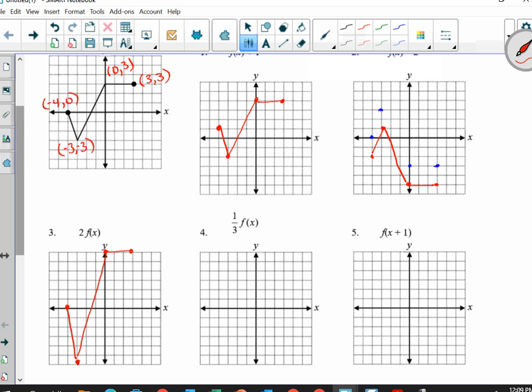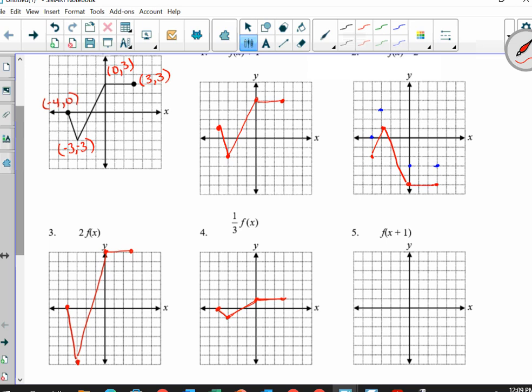Okay? So what does 1/3 f of x do? Yeah, so negative 4, 0 is still there. We're going to be at negative 3, negative 1, 0, 1, 3, 1. Your graph gets very smushed vertically. Okay? Got it?